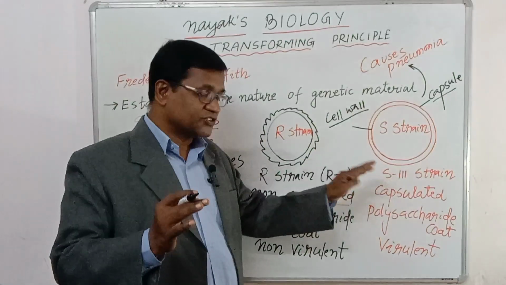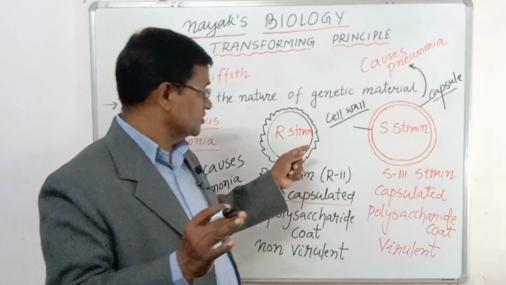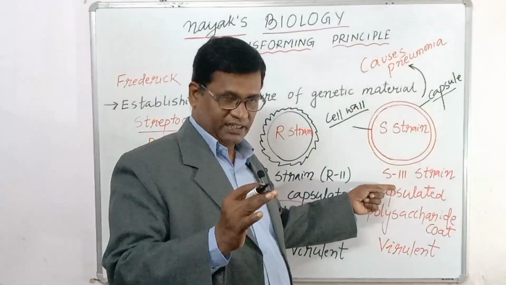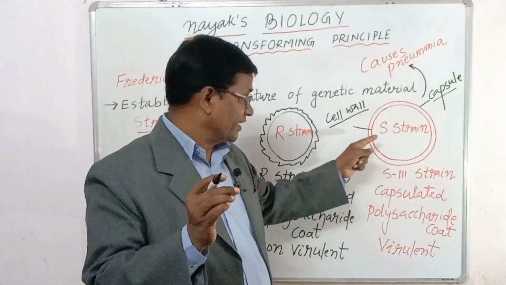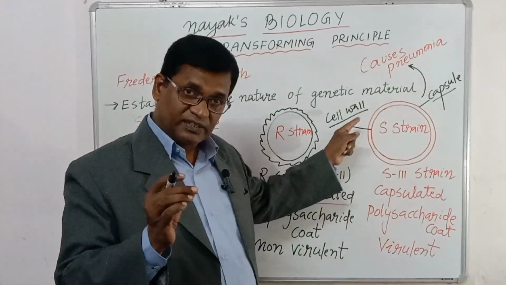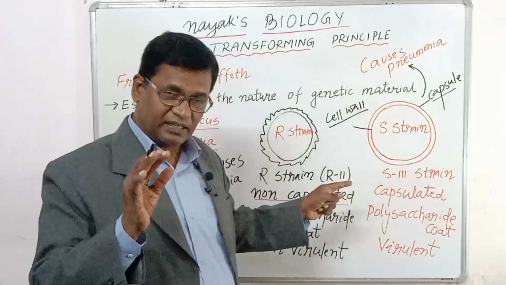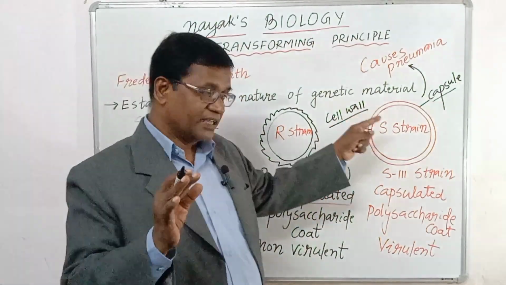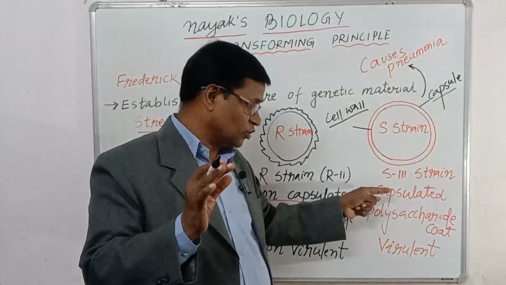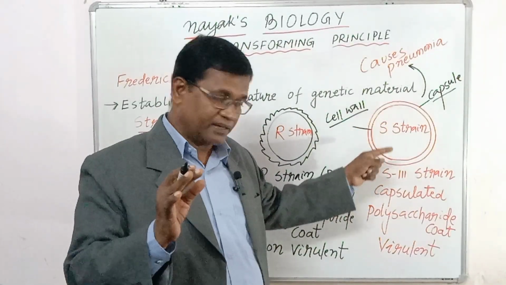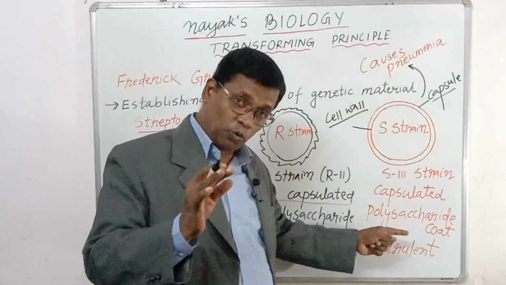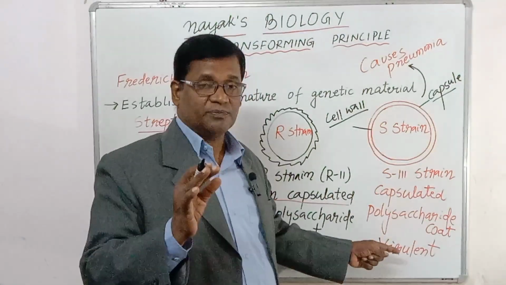And what about the S strain? S strain means it is S3. We can call the S3 strain capsulated. That means what I explained to you: above the cell wall there is a polysaccharide membrane which is called the capsule. That's why it is called capsulated. And this capsule, the outer membrane, is made up of the polysaccharide coat. After that, this is virulent.